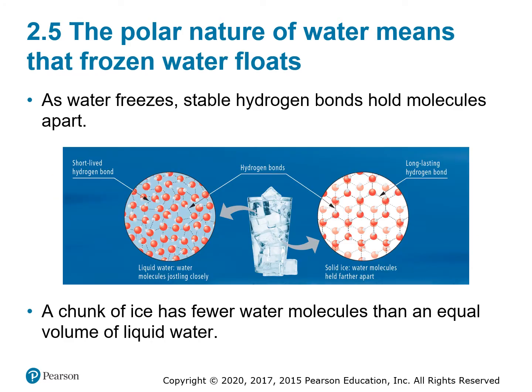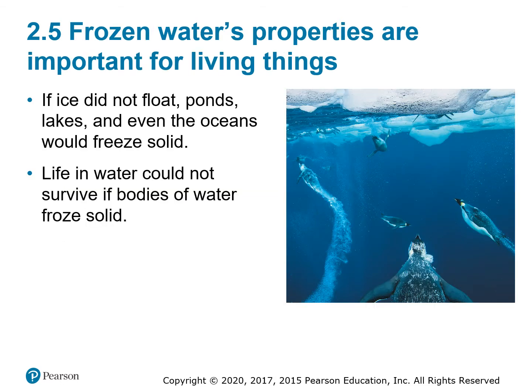So let's talk a little bit about how the polar nature of water means that frozen water floats. Okay, so as water freezes, stable hydrogen bonds hold molecules apart. So that's what you see over here, right? Here's solid ice, and you can see these long-lasting hydrogen bonds that are kind of frozen in nature, no pun intended. This is the property that allows ice to be less dense than liquid water, and for ice to float. And as I said before, this is important because if ice did not float, then ponds, lakes, and even the oceans would freeze solid, and life in water would not survive if the bodies of water froze solid.